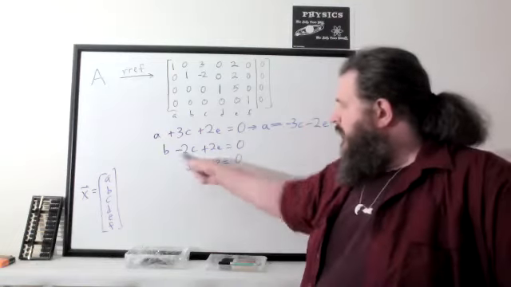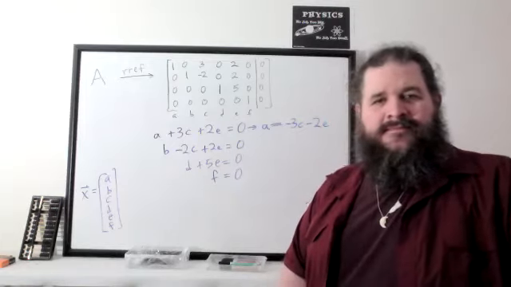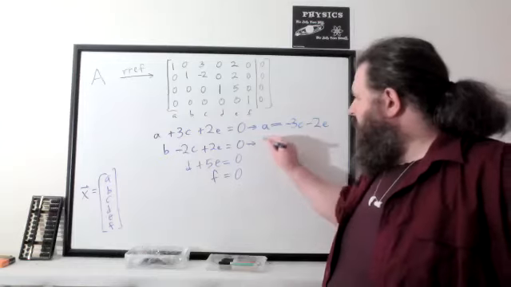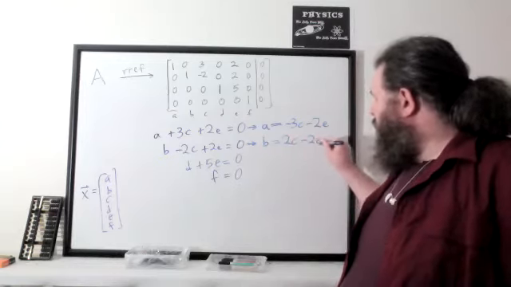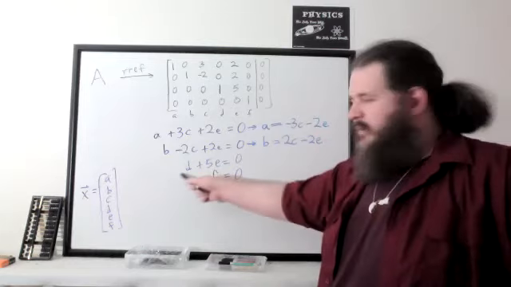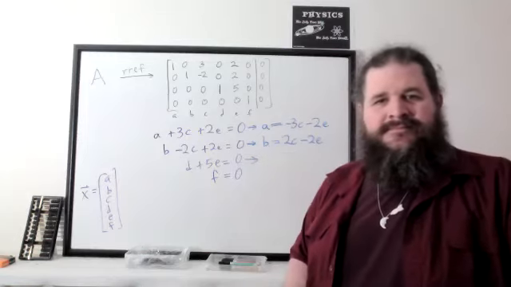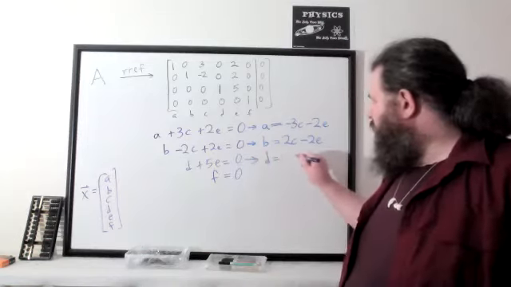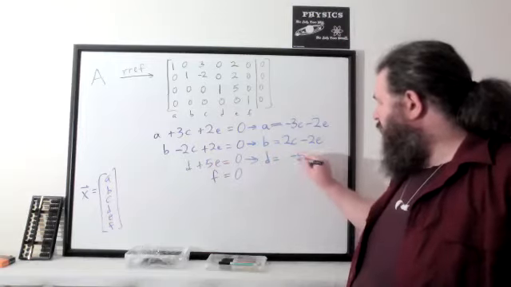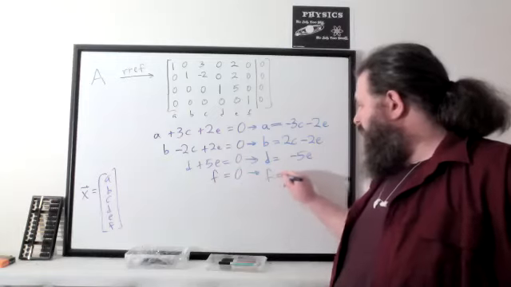And likewise, in this equation, what would be the easiest variable to solve for? Yeah, isolate B by just adding 2C to both sides, subtracting 2E from both sides. And in this one, we'd probably want to solve for D. D equals, just subtract 5E from both sides, negative 5E. And then F equals 0. We don't even need to solve for anything.